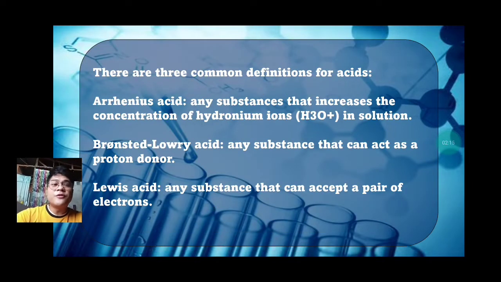There are three common definitions for acid. According to Arrhenius, an acid is any substance that increases the concentration of hydronium ions, or H3O+, in solution. According to Brønsted-Lowry, an acid is any substance that can act as a proton donor. And according to Lewis, an acid is any substance that accepts a pair of electrons.